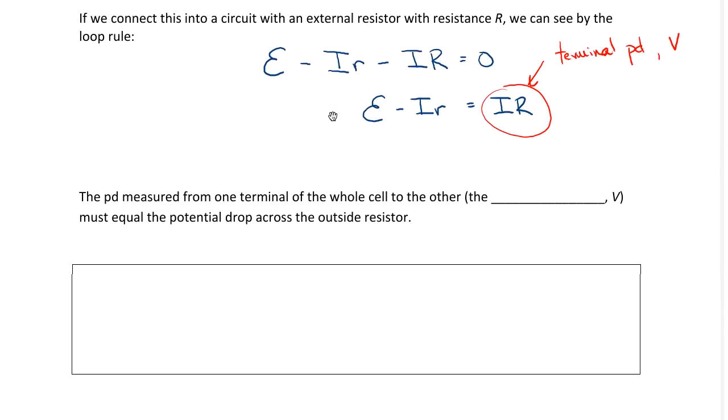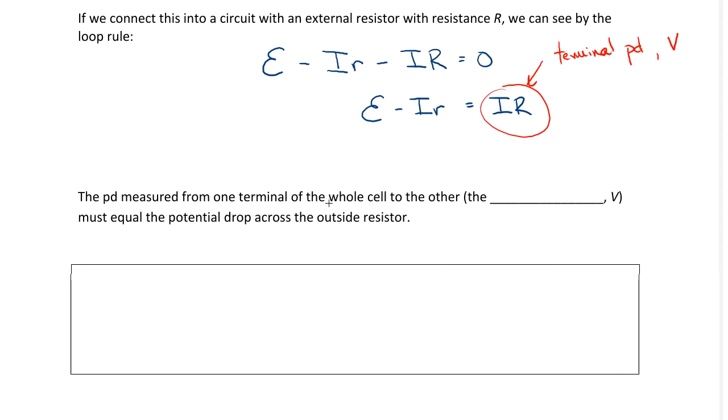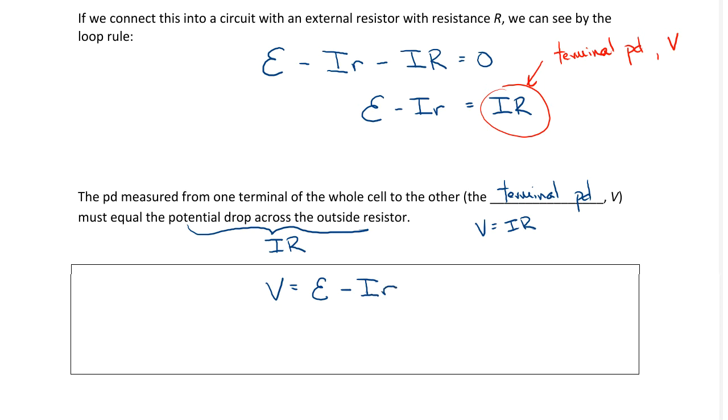So just restating that, we have that the potential difference measured from one terminal of the whole cell to the other, which is again called the terminal potential difference, and we gave the symbol V, is equal to the potential drop across the outside resistor, and this is I times capital R. We're just saying that V is equal to IR, in other words here. So now replacing this with V, we get this form of the equation. Our terminal potential difference is equal to the EMF minus the current times the internal resistance. And we can also restate that in a couple of other ways, which can be useful depending on what you're given, like this.